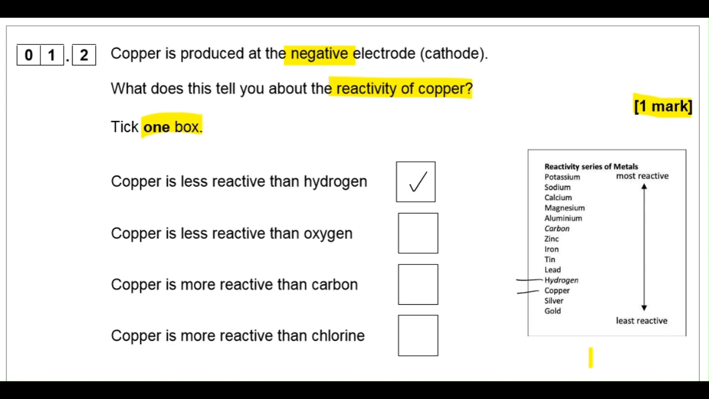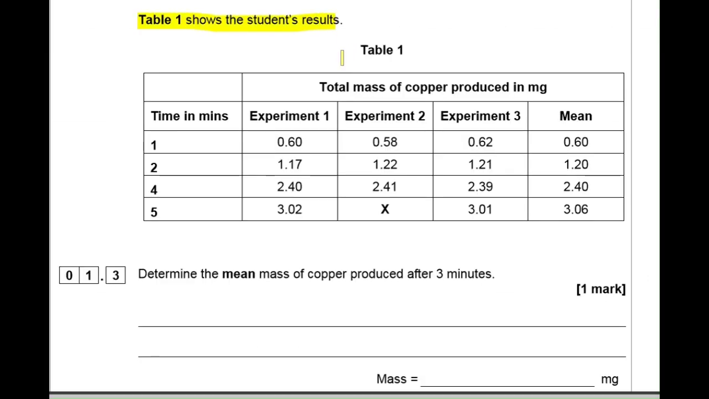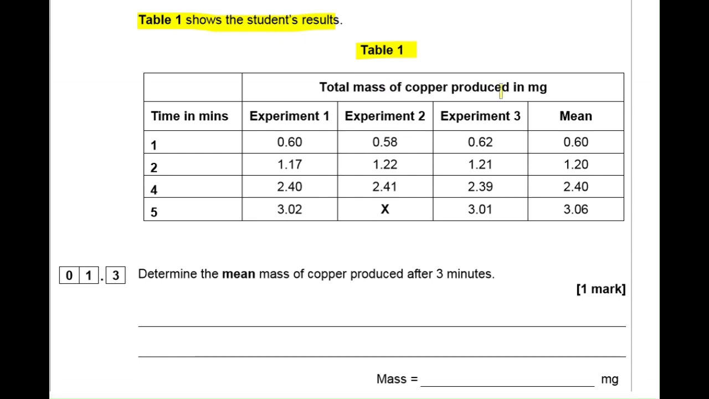Table 1 shows the students' results. And here we have table 1 with 4 times, 1, 2, 4 and 5. Notice 3 is missing. And you've got 3 experiments for each of those times plus a mean. Determine the mean mass of copper produced after 3 minutes. 3 minutes is obviously between these two values here, and if we go from here to here, that increases by 0.6, and so one would assume that this one increases by 0.6. So if we add 1.2 to 0.6, we get 1.8 milligrams.